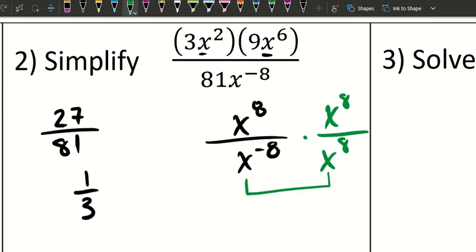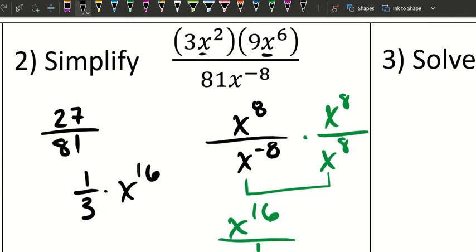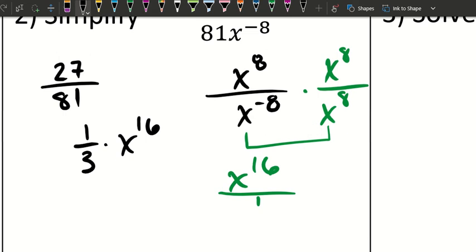At this point now I have x to the 16th power in my numerator, and in the denominator I have the number 1. That means my answer for this problem would be either 1/3 times x to the 16th power, or I think the more preferred way to write this would be x to the 16th over the number 3.